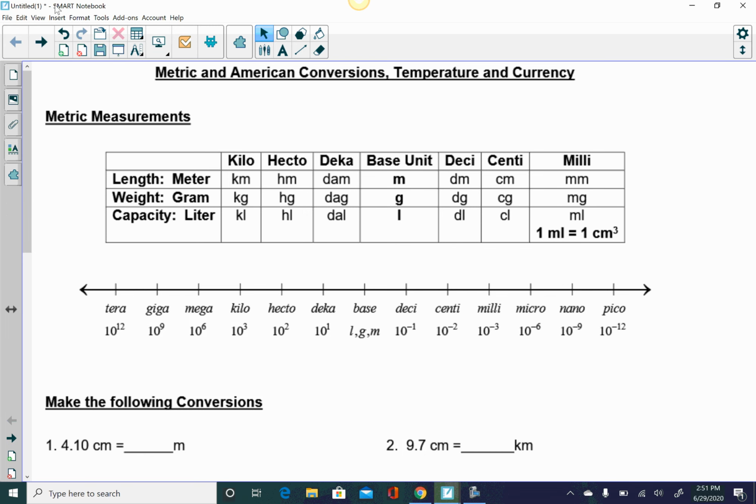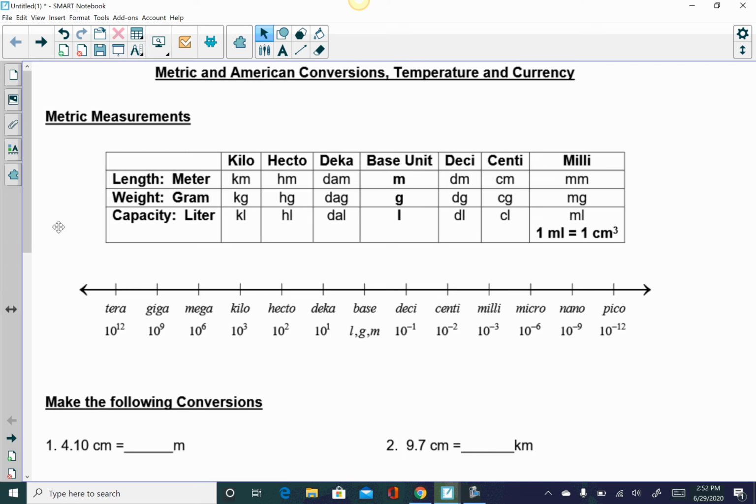Okay, so in this correct video, we'll be looking at metric and American conversions, as well as temperature and currency conversions. Just like I do with the notes in the normal class with the correct class, I won't do every single problem here in these correct videos, but you know that you have a solution key to go by. It's just, like I said, designed to give you more practice to reinforce the material taught in the class.